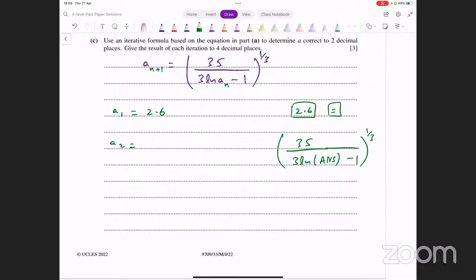So the first iteration that I'm getting from this is 2.6669. This is what I'm getting. It said to write 4 decimal places, so how will we round it off? It's going to become 2.627. Okay, this is A2. Press the equal button again and see what that gives you. 2.6423.